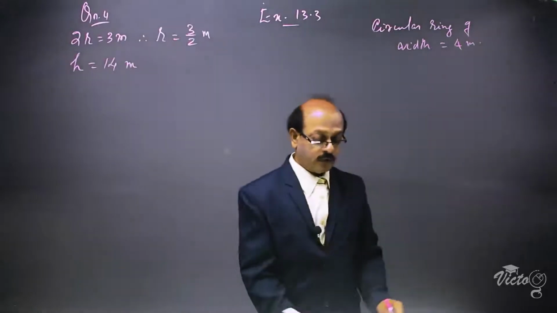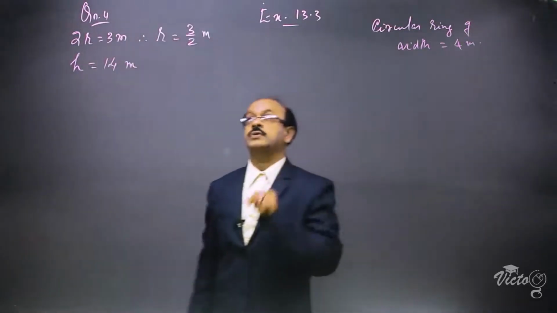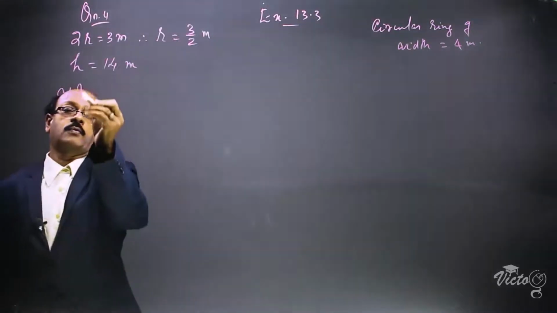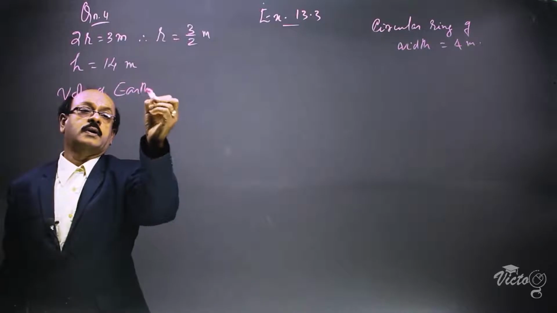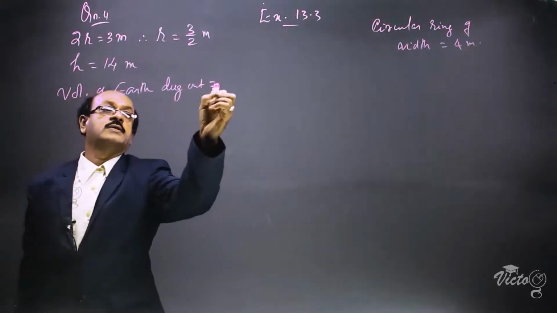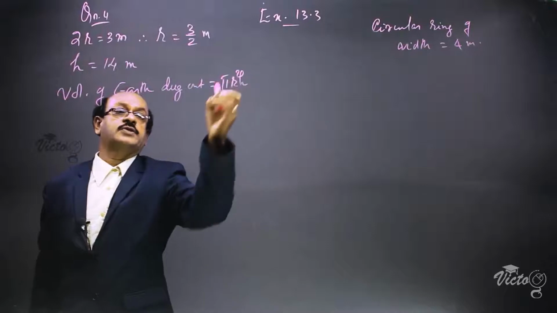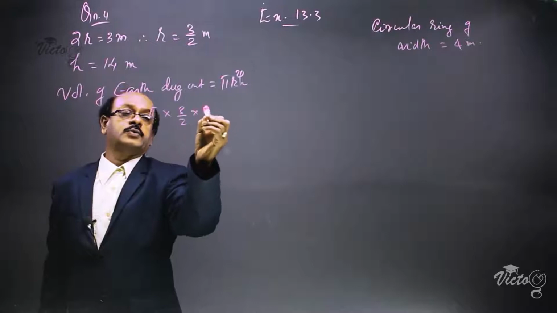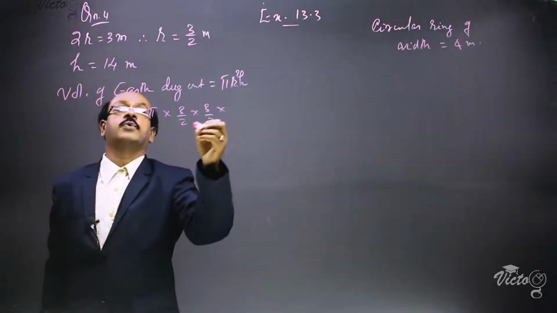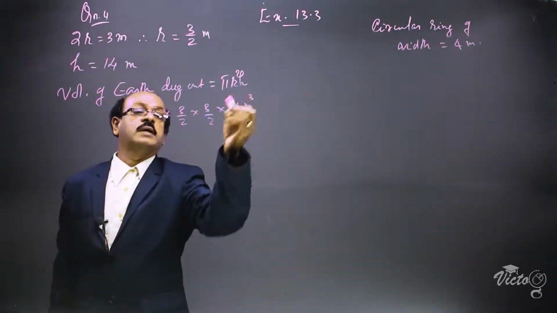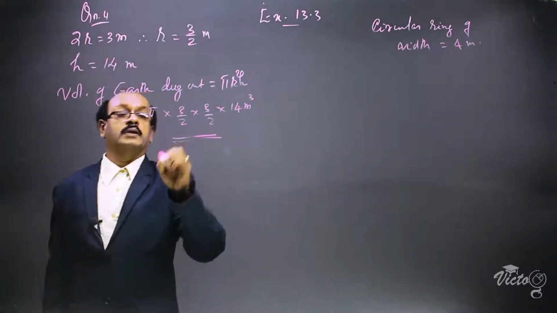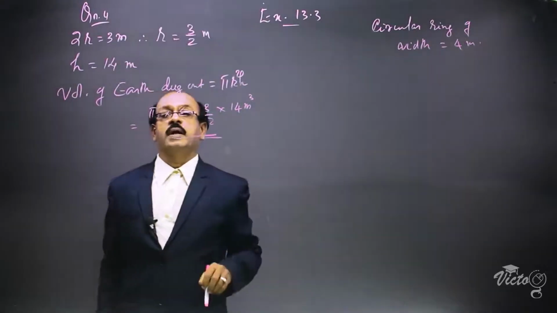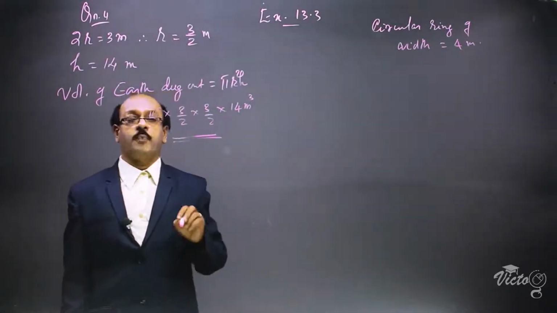So, here also we have to find out the volume of earth dug out from the well. Volume of earth dug out is equal to, formula is pi r square h. Here pi into r square, 3 by 2 into 3 by 2 into h is 14, so much meter cube. Here we are putting this value as it is because the circular ring also contains pi, so we did not give the value of pi.